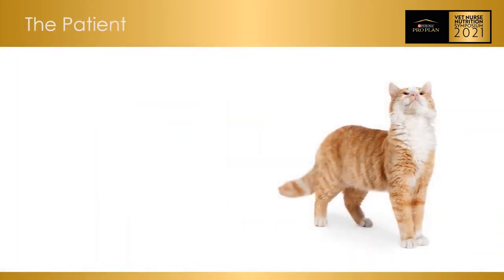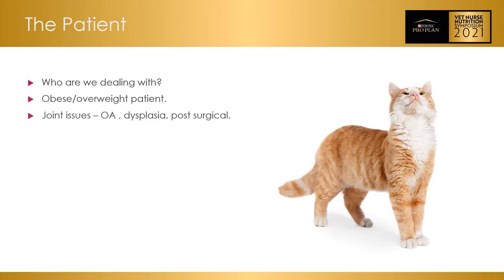Okay, so let's have a look at the patient that we're dealing with firstly. So they're obese or overweight. They may have joint issues, so osteoarthritis in our cats and dogs. It could be a young dog that has hip or elbow dysplasia, where the dysplasia is still the primary issue that we need to address. Or it could be our post-surgical cases, so perhaps our post-operative RTA in our cat. It could be our dogs that have had a total hip replacement or a cruciate repair.